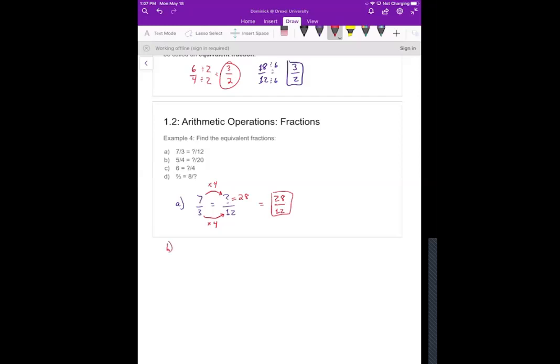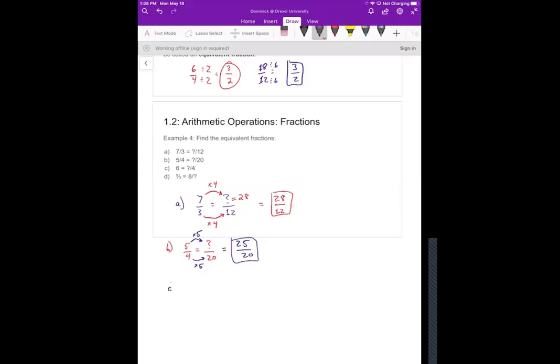Okay, now in part B, we want to do something similar. We have 5 over 4 is equal to question mark over 20. And of course, in this case, I'd have to multiply by 5. So I better do the same thing up top. So then that would mean that this is equivalent to 25, since that's 5 times 5, over 20.